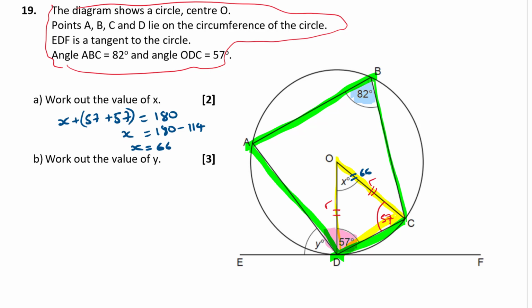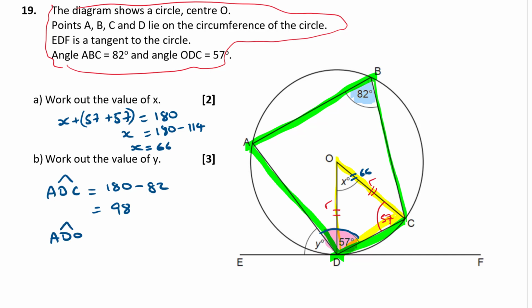So what would that be? So that's ADC, isn't it? So angle ADC is going to be 180 minus 82, because they're opposite angles in a cyclic quadrilateral. So that makes it, what's that? 180 minus 82, that's 98. Okay. So if that's 98 all the way across there, then what is angle ADO?